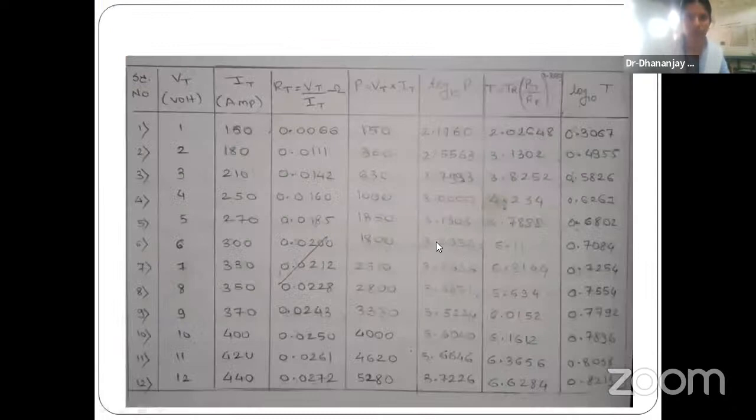This is the observation table which I performed. These are the readings of voltage. These are the readings of current with respect to voltage. This is RT, the resistance of the bulb filament at a particular temperature. These are the values of power P, and these are the values after taking log of P. This is the temperature of the tungsten filament, the corresponding values, and we are taking this log of T.